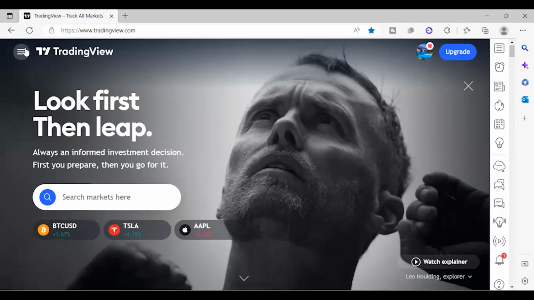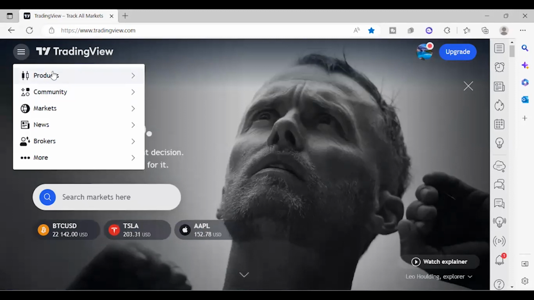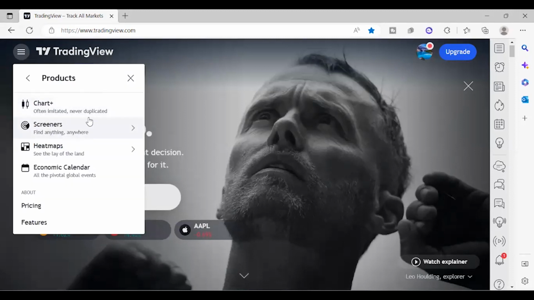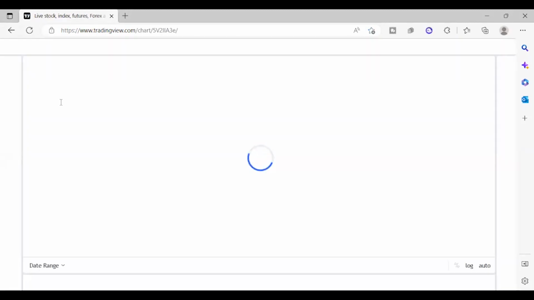And now once you create your Tradingview account, you want to go here on the top left. You see these 3 bars. So you click on that and then click on products. On the drop down menu, there's going to be chart. You want to click on that, okay?